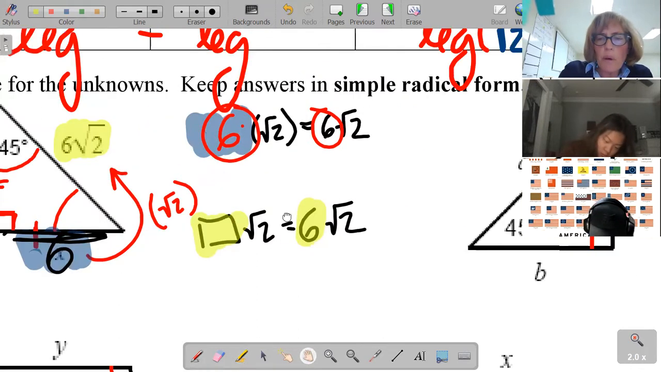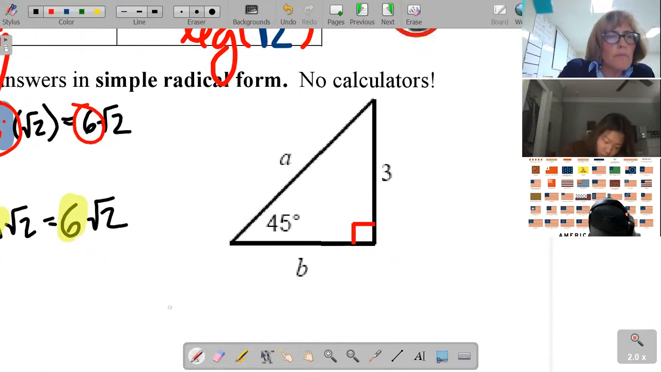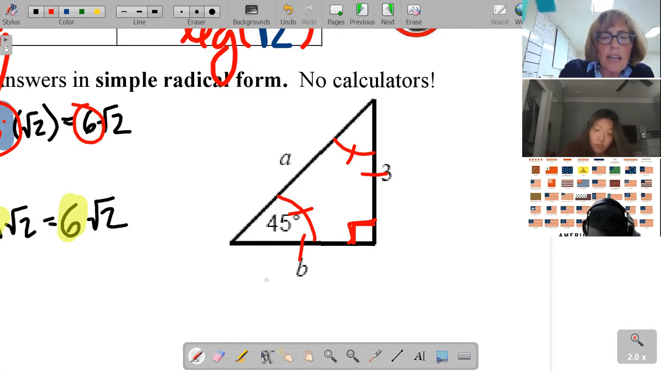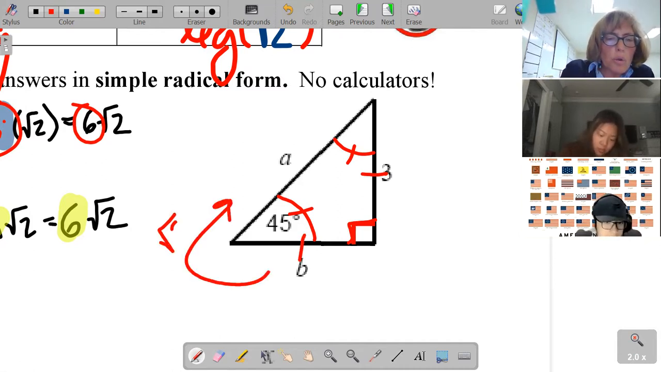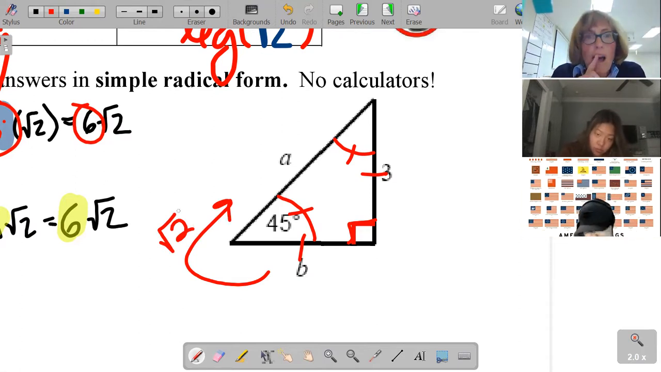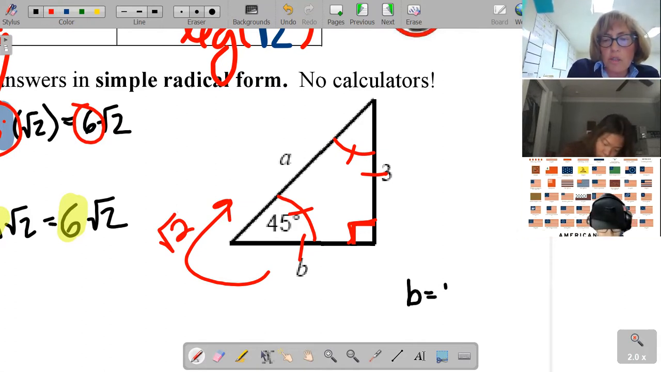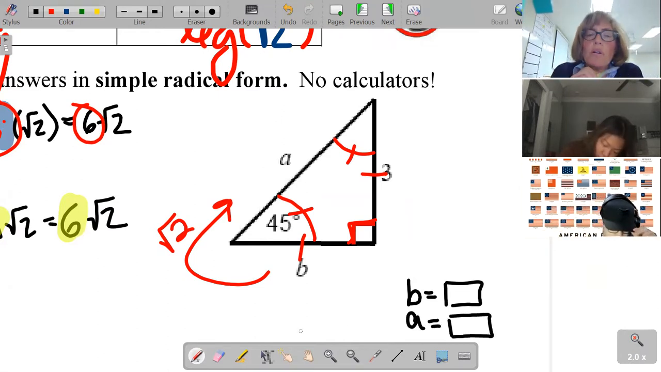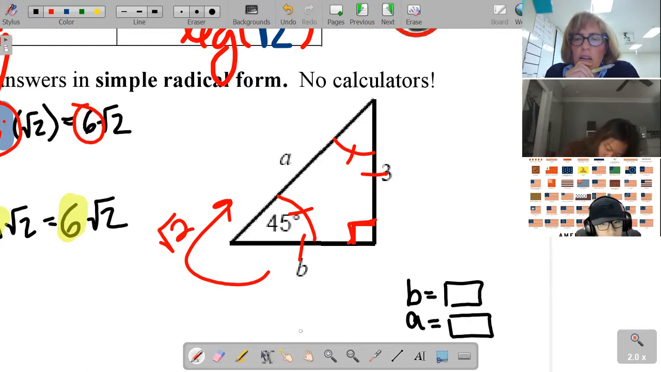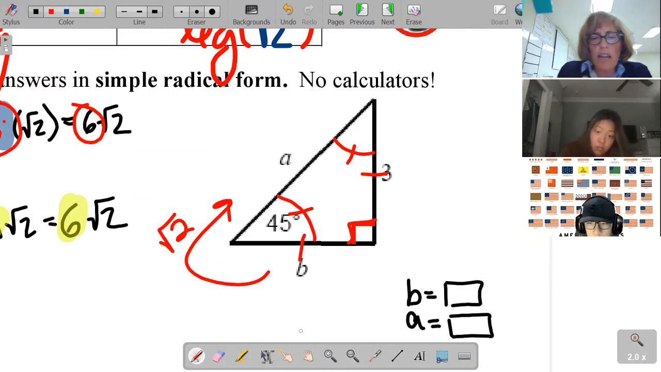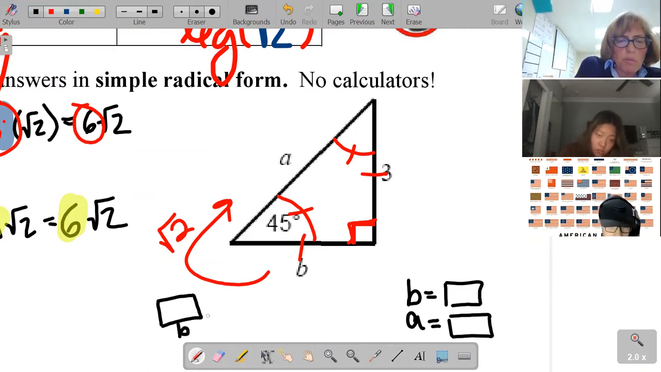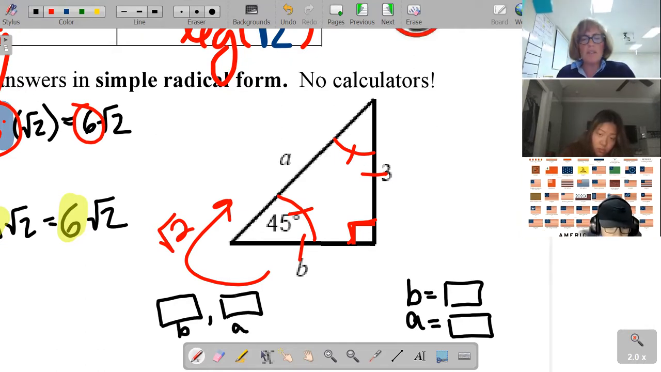Let's do another one. Ready? This one right here. 45, 45, 90, leg, leg, leg, root 2. I want you to text back to me in one text. Do B first, because B is easy, and then A, but I want it on the same line. Go. So put it in this order: what's the value of B, comma, what's the value of A? In the same text, go.